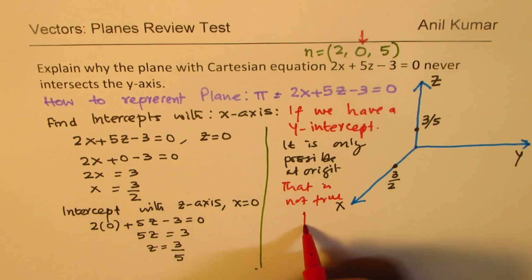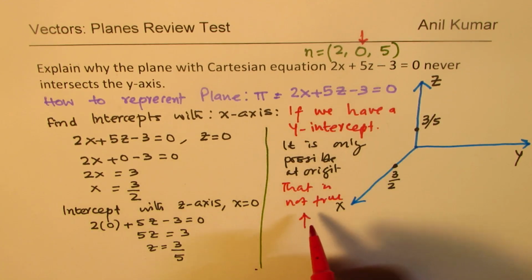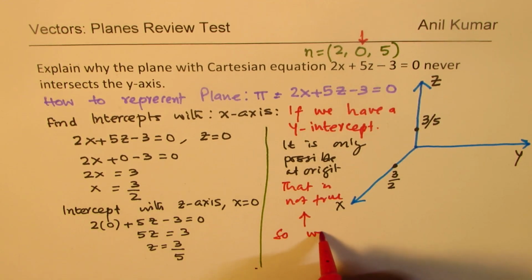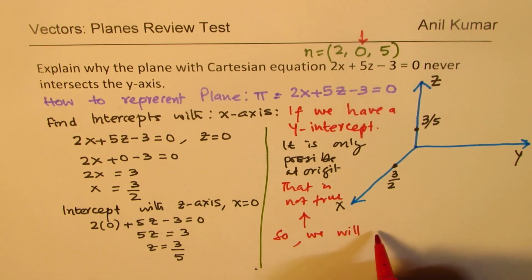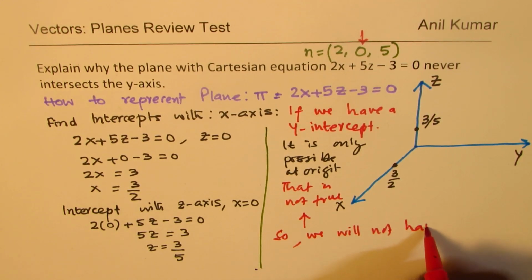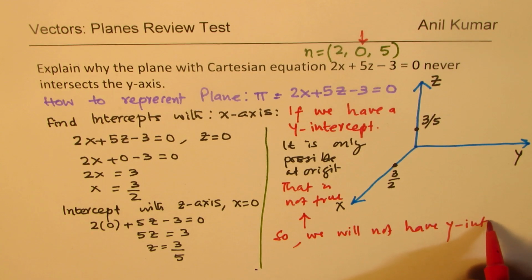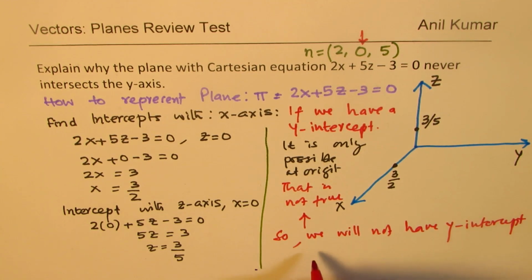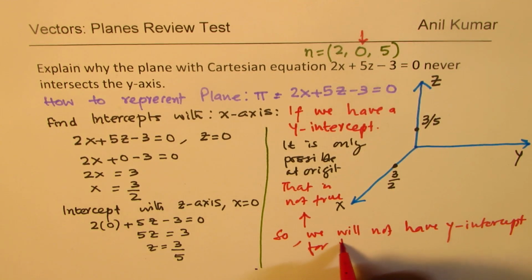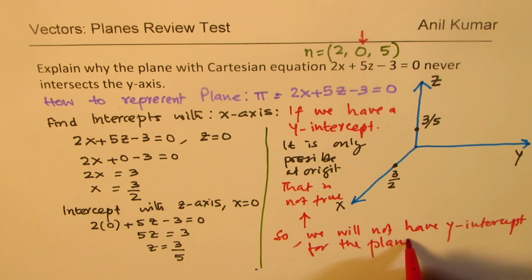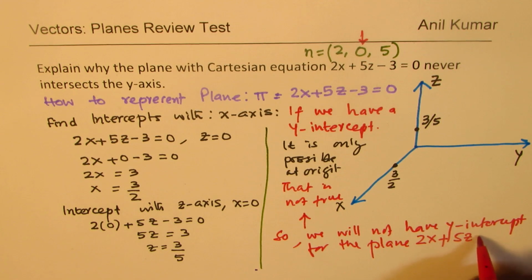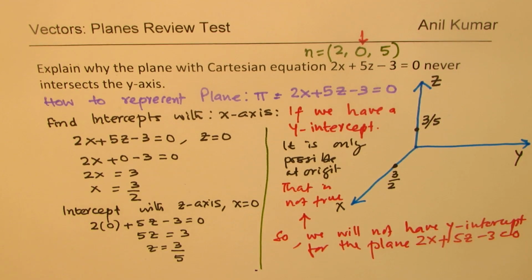So that explains, so that is the explanation. So we will not have a y-intercept for the plane 2x plus 5z minus 3 equals 0. It does make sense to you, right? So that is the reason.